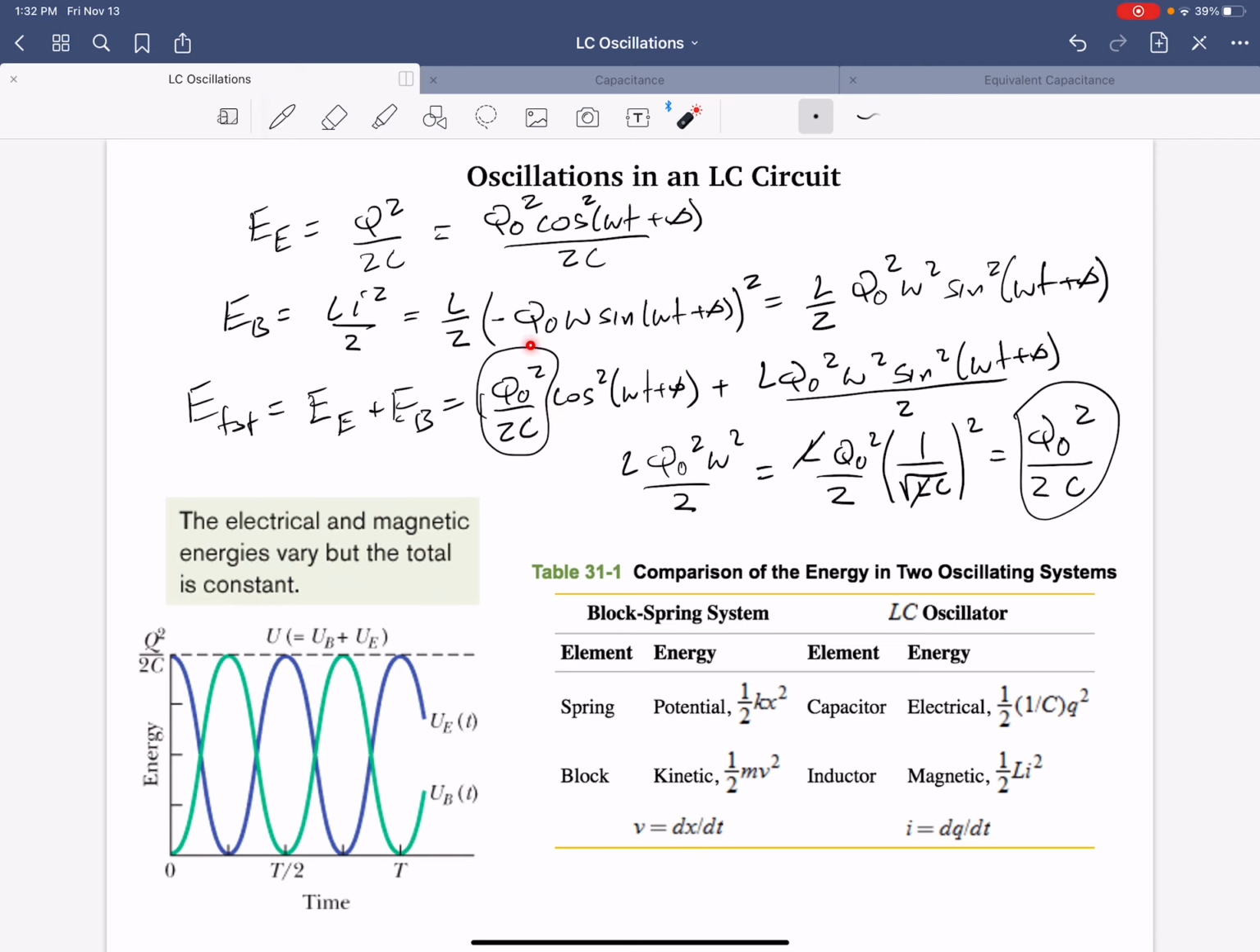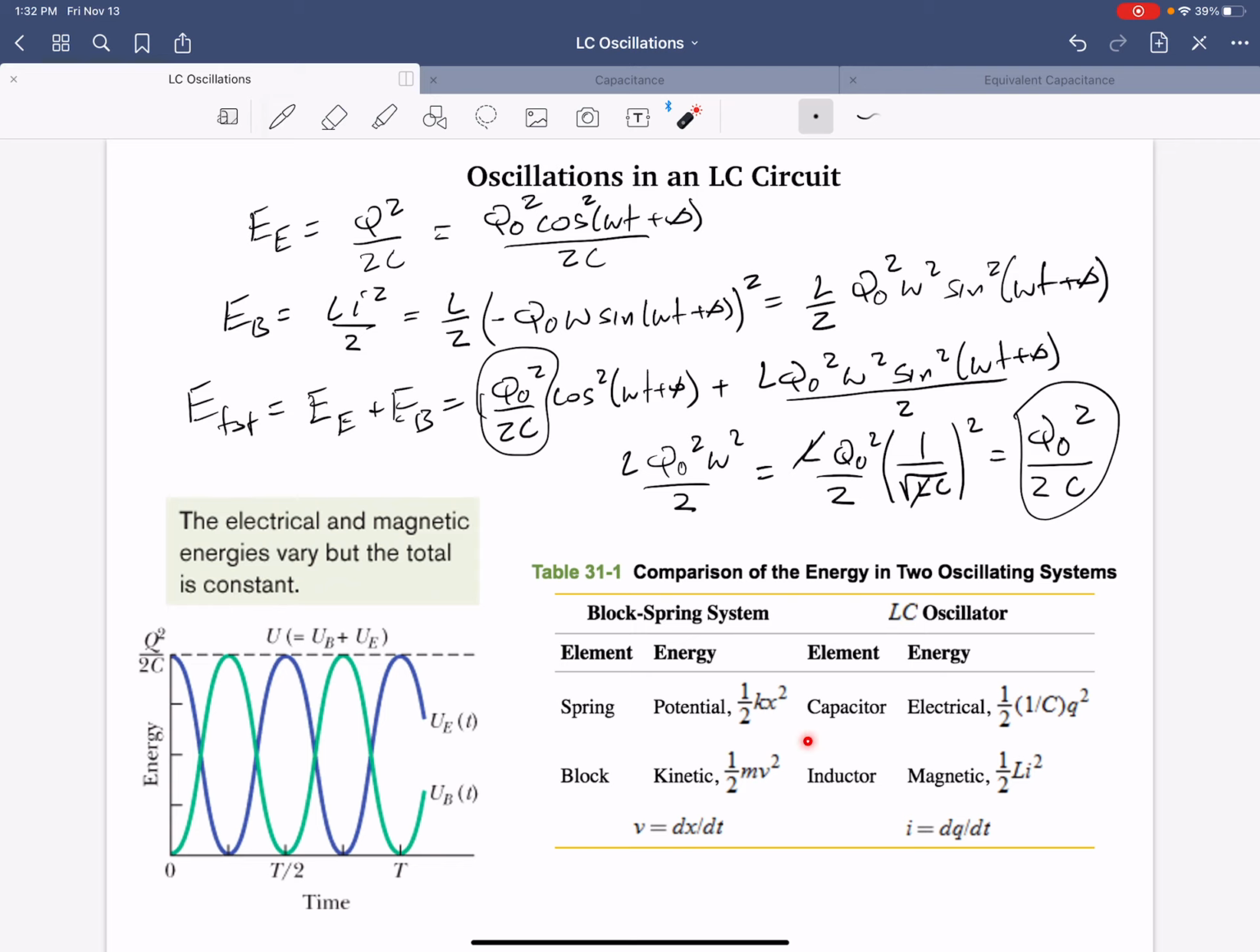Thus, the maximum electrical energy is that. We see that right there, and it's also the same as the maximum magnetic energy. So regardless of whether you have the blue or the green graph, they always reach the same maximum energy. That means they have a total energy that is conserved for all time. They just change back and forth, going from magnetic to electric.